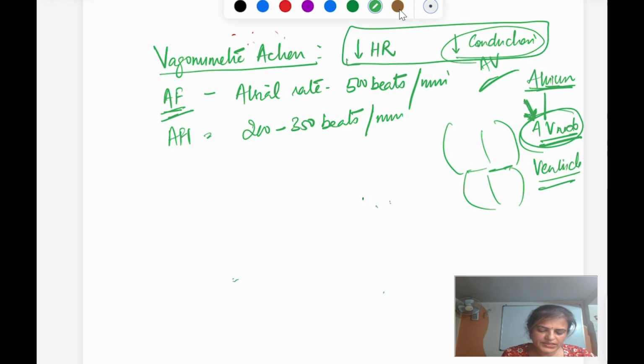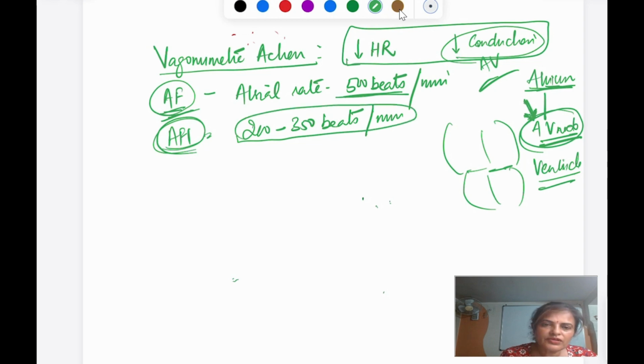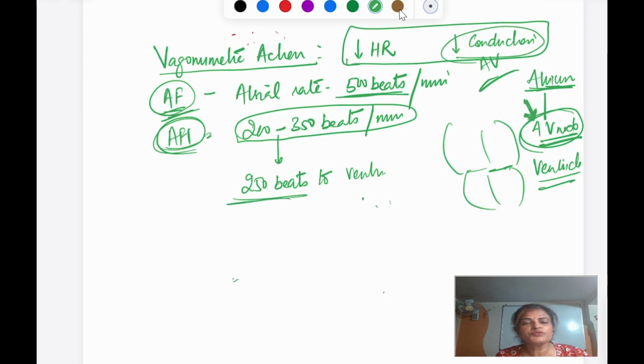So which one is more dangerous here? Atrial flutter is more dangerous as compared to atrial fibrillation, though the rate is higher in atrial fibrillation. Why is atrial flutter more dangerous? Because out of these 200 to 350 beats in atrial flutter, maybe 250 beats are passed to the ventricle. So the ventricle is going to beat at the rate of 250 beats per minute. Whereas in atrial fibrillation, the contraction is so feeble that all the impulses will not be passed.